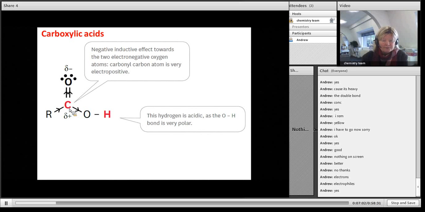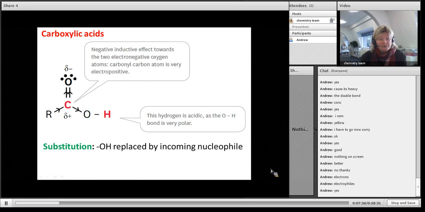Okay, the other part that reacts with a carboxylic acid is the hydrogen. This bond is very polarized, so the hydrogen can get lost quite easily. And so, you know, vinegar is acidic because it can donate a proton. So those are the two reactions: substitution reactions affected by nucleophiles, or it's acidic. So in substitution, the OH is replaced by an incoming nucleophile, and the other one is acid-base, where that hydrogen is donated to a base.